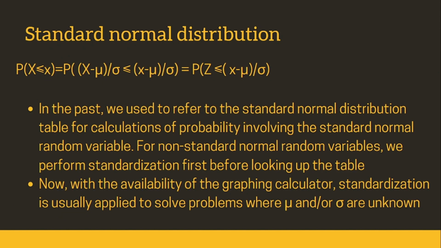So if you want to find the probability that X is less than or equal to lower-case x, we subtract mu and divide by sigma on both sides. And when we have X minus mu divided by sigma, it becomes our Z. In the past, we used to refer to the standard normal distribution table for calculating probability involving a standard normal random variable. For a non-standard normal random variable, we performed standardization first before looking up the table. But now with the graphing calculator, standardization is usually applied to solve problems where mu and/or sigma is unknown.